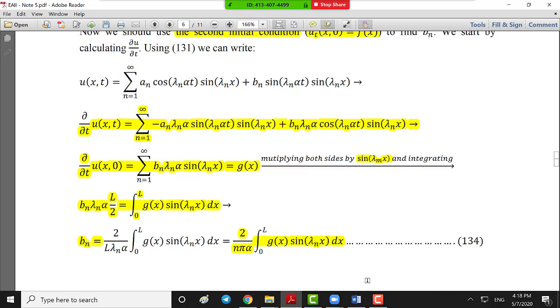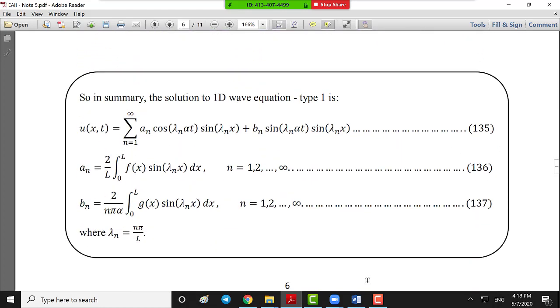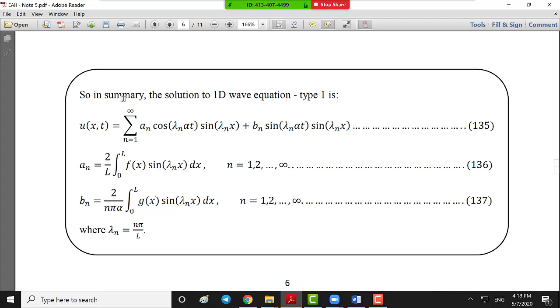Now, if you want to summarize what you have here, we can say that the solution to the 1D heat equation type 1 is this: sigma of a_n cosine of lambda n alpha t sine of lambda n x plus b_n sine of lambda n alpha t sine of lambda n x, in which a_n is equal to 2 over L integration from 0 to L of f of x sine of lambda n x dx, and b_n is equal to 2 over n pi alpha integration from 0 to L of g of x sine of lambda n x dx, and lambda n is equal to n pi over L.